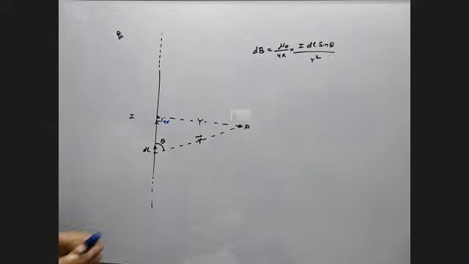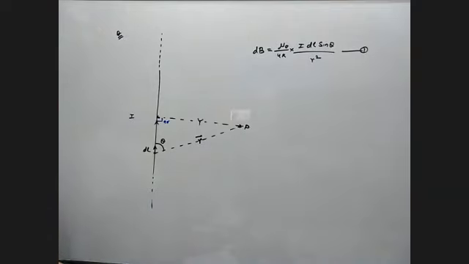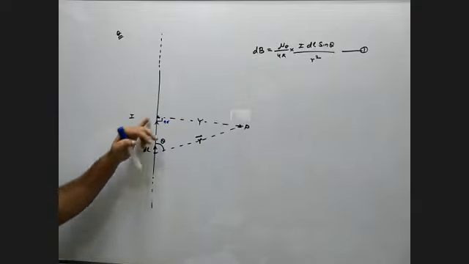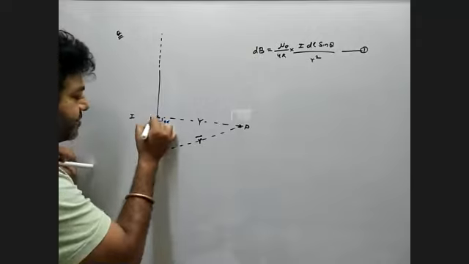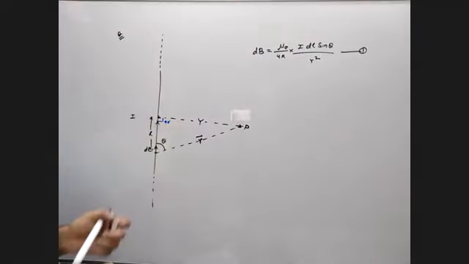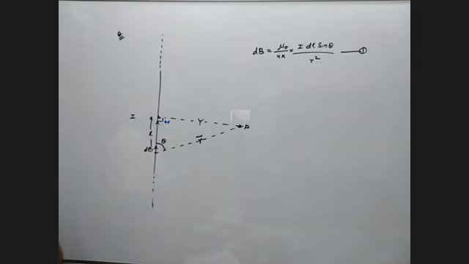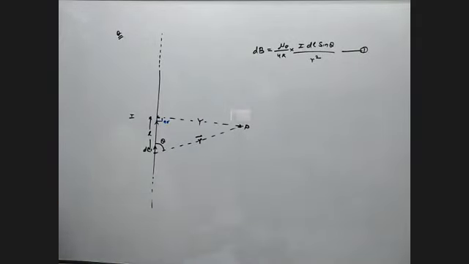Let it be equation number 1. Now if we see this equation, mu naught by 4 pi I dl sine theta by r squared, we realize that r is variable, theta is variable, this length L is variable, and this length dl is also variable. As these three are all variable, we don't know how to find the triple integration. So that's why we convert all variables into a single variable.